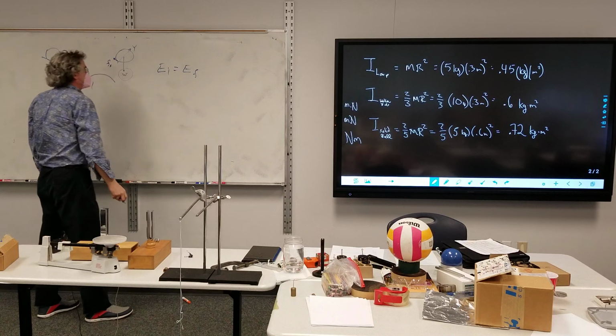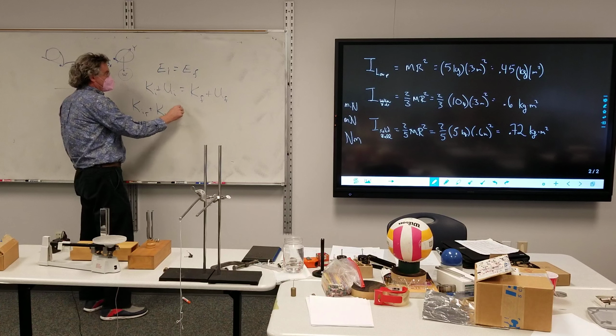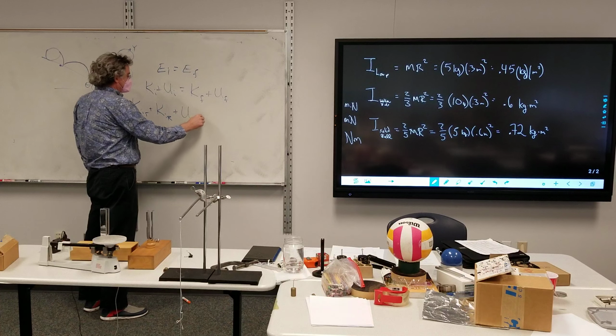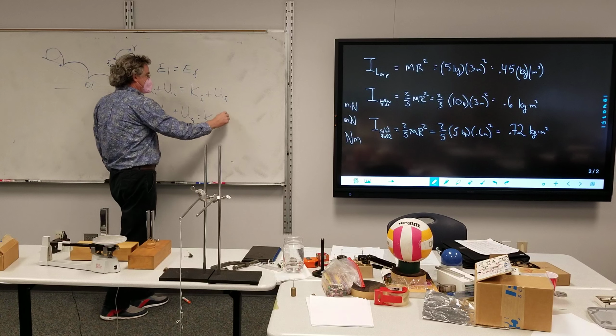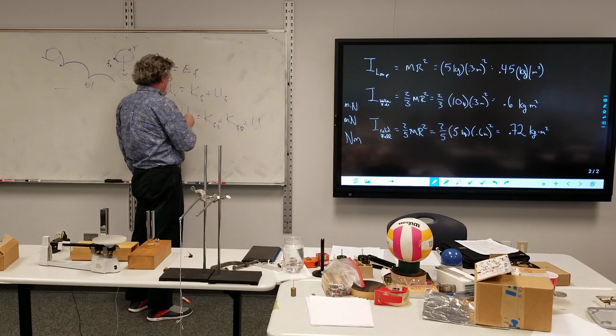I have two types, kinetic plus potential. I do have two kinetic energies to worry about because the center is moving in a straight line, and at the same time it is rolling. So I have the translational kinetic, and then I have the rotational kinetic, and then potential energy because I have a conservative force there. That's initial.